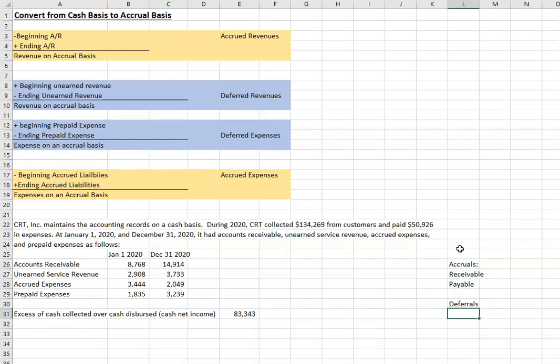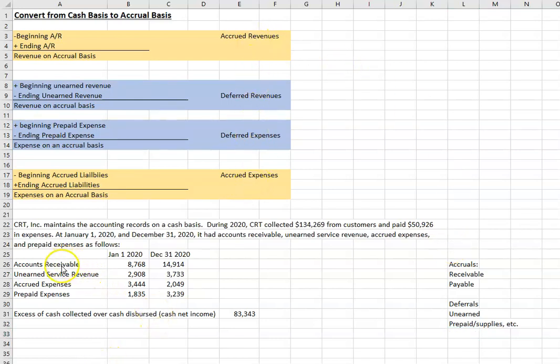Deferrals mean that we are deferring the revenue because we haven't earned it, but we did receive the money. The example of a deferred revenue is anything unearned because we have not yet earned it. We got the money up front, but we haven't earned it. And an example of a deferred expense is anything that is prepaid or some other asset such as supplies, etc. So those are examples of deferrals. Once we recognize those, we can apply the rules that are given up here.